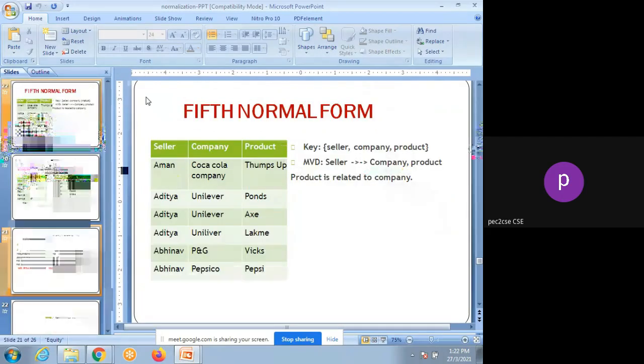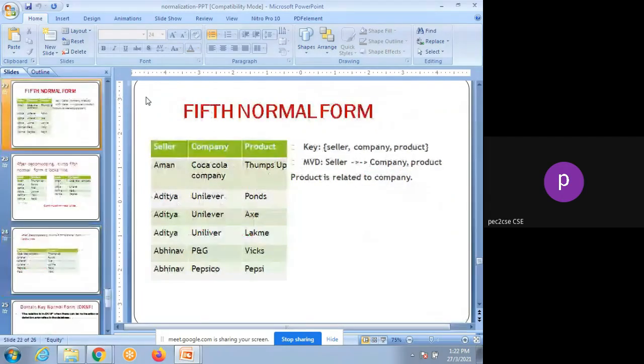And here you see the fifth normal form. One example: seller, company, product. These are the three attributes present there. Here also it has two multi-valued dependencies: one seller may have many companies, one seller may have many products. Okay, two multi-valued dependencies. So we have to decompose that, and it should also be in the fifth normal form.